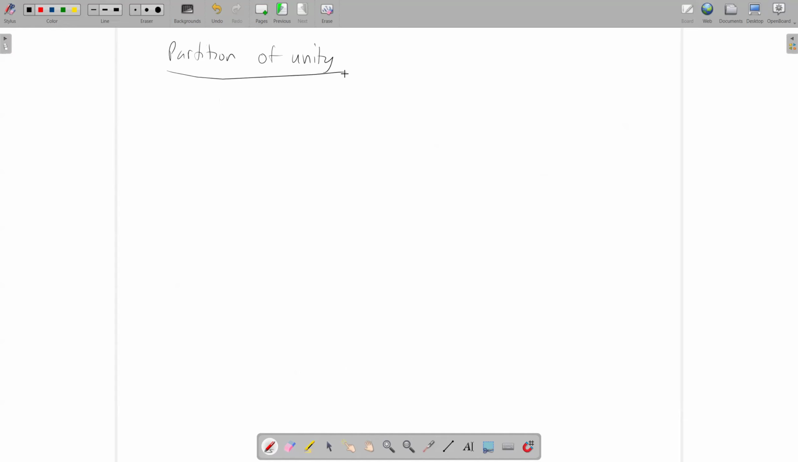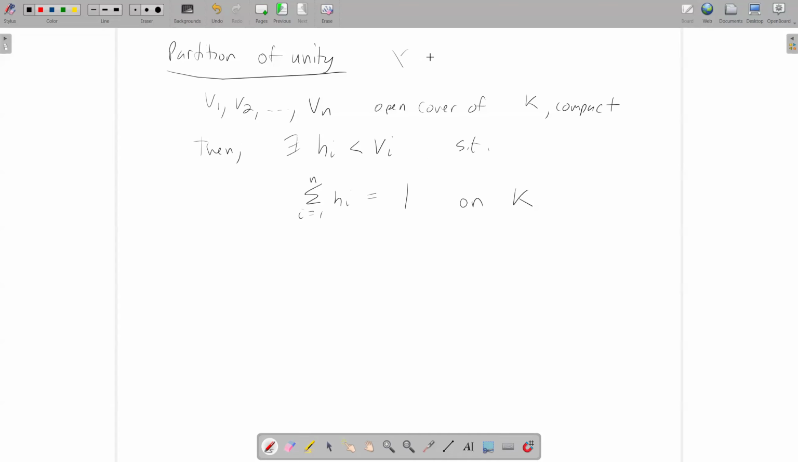So let V1, V2, out through Vn be an open cover of K, which is compact. Then there exist Hi less than Vi such that the sum from i equals 1 to n of Hi is equal to 1 on K. And here, this is all going on in a locally compact Hausdorff space X.